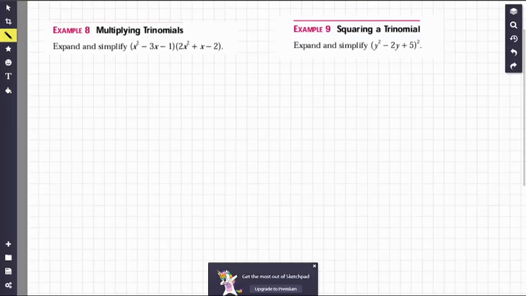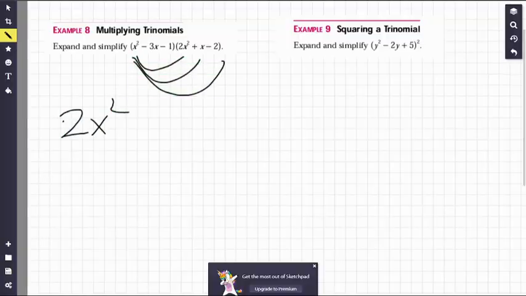So what happens when you have these trinomials? There's three terms multiplied to each other. Well, we go by the same path. We multiply the first by all of these terms and the second and so on. So let's just do it. Let's just cut straight to it. 2x^4 and then plus x^3 and minus 2x^2. That is the first one.